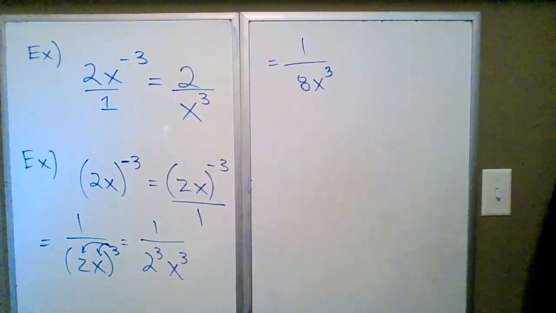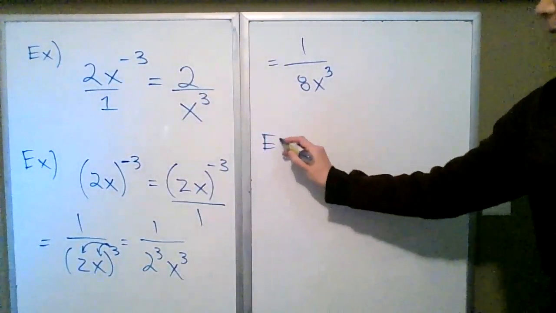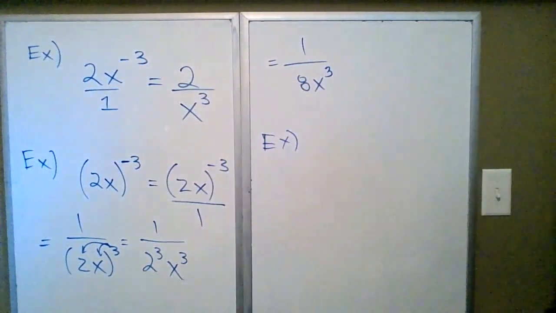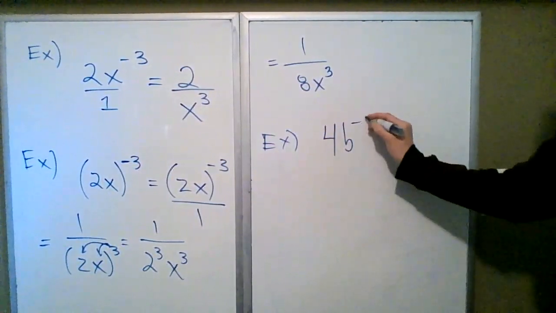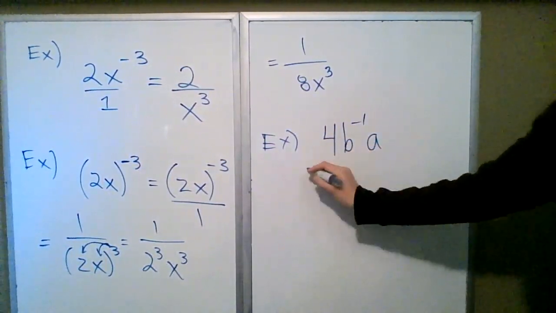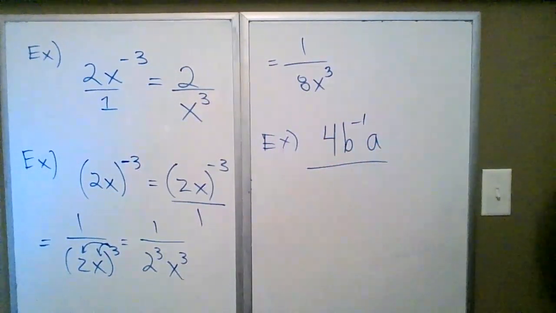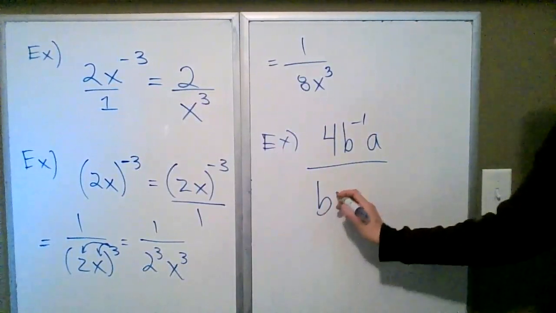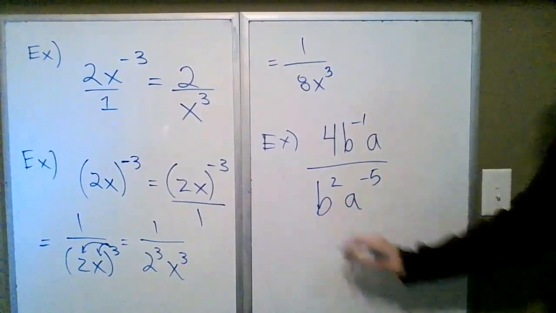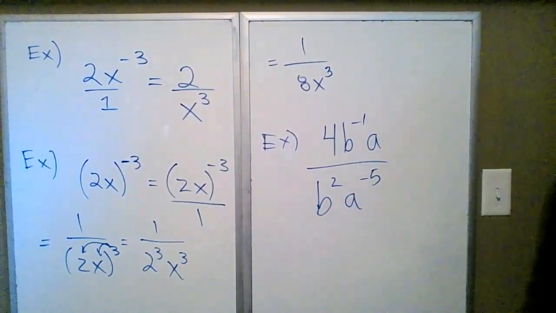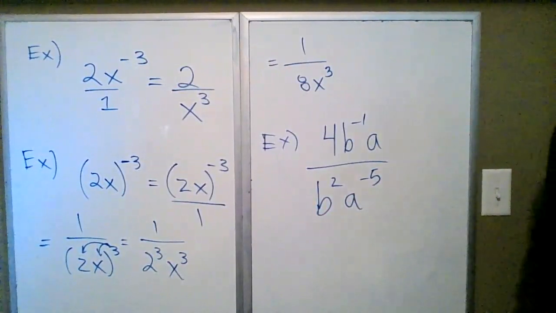One more. It's 4 with b to a -1 times a, divided by b squared, a to the -5th. And the goal is to simplify your answer and write without negative exponents.